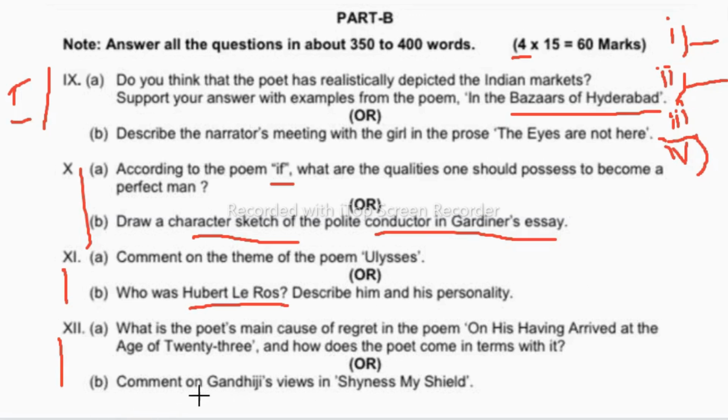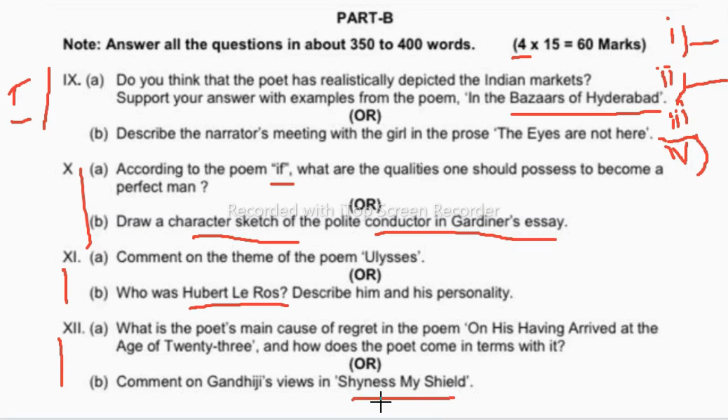Next one, or else you can write, comment on Gandhi's view in Shyness My Shield. All these videos I have explained. You can go through the playlist. You will get all the videos. So here also, Shyness My Shield is an essay. It is extracted from Gandhi's own autobiography.